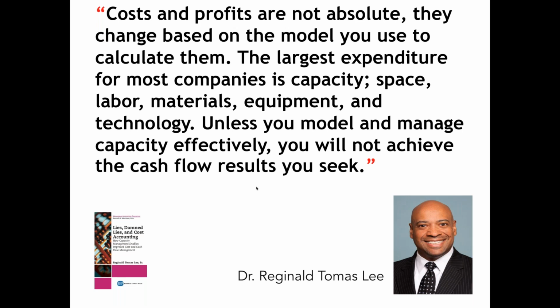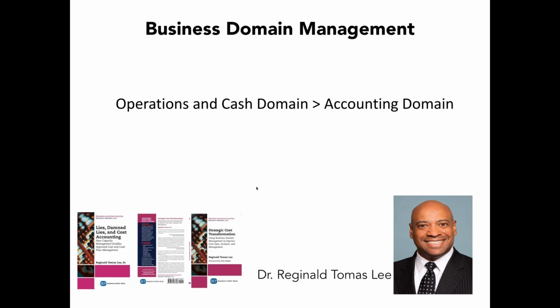And since 63% of you said salaries are your biggest fixed cost, and I would expect that. Rent's usually up there too in professional firms, and so is technology. What we really need to model and have a sense of is our capacity, not so much cost allocations. The other thing Dr. Lee does in his most recent book, The Strategic Cost Transformation, is he talks about two domains: the operation and cash domain, which is where he wants you to model cash flow.